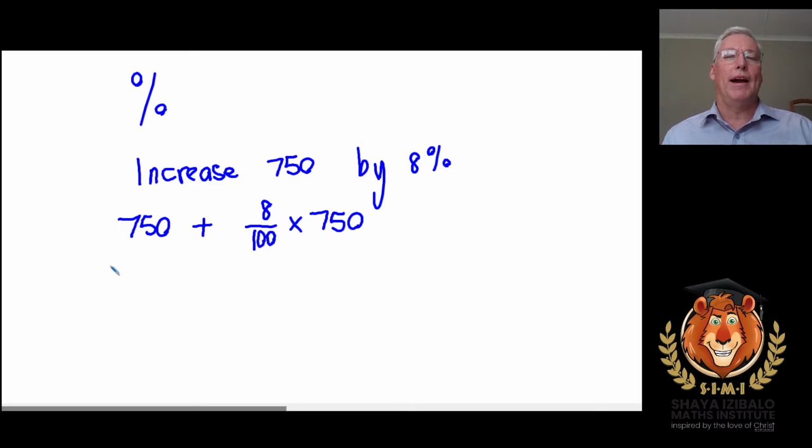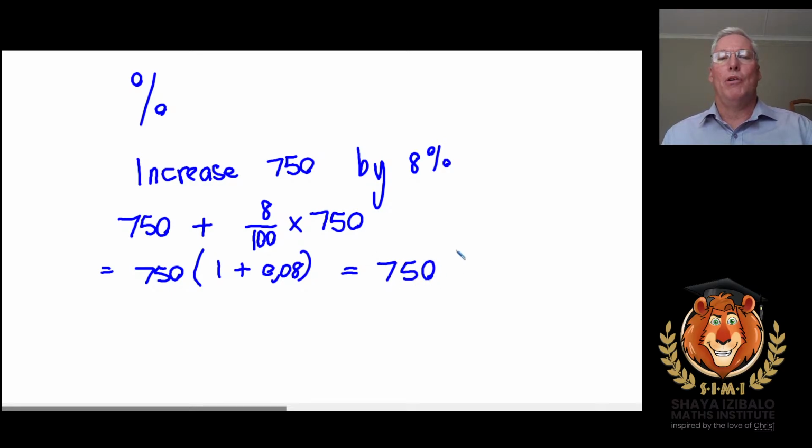Now, if we factor out the 750, what actually happens is we get 750 times 1 plus 8%, obviously 0.08. So in fact, what we get is 750 multiplied by 1.08. 1.08 is what I call a multiplier. I'm just going to highlight it yellow here. I was going to try and highlight it yellow, but we ended up rubbing it out. Let's try that again.